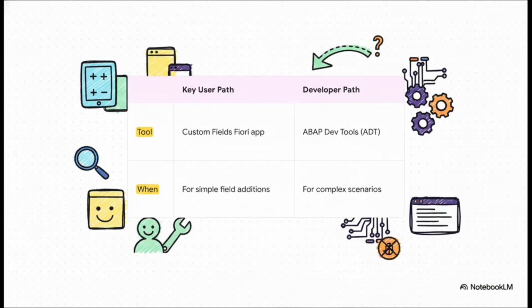Let's take a super common request. I need to add a new field to an app. The guidance here could not be clearer. You always start with the key user path. Using a simple web tool like the Custom Fields Fiori app, that's SAP's modern user interface, is hands down the fastest and safest way to do it. You only bring in the developer, who'd use the more complex ABAP development tools, if the job is just too complicated for the simple tool to handle.